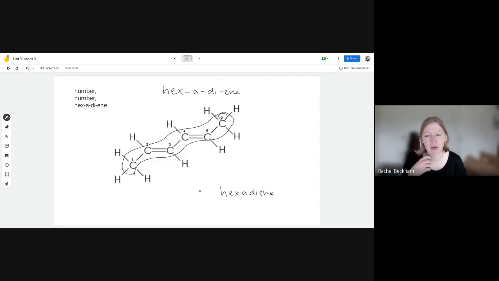And now, we need to show where those double bonds are. There's one starting at carbon 2, and there's one starting at carbon 4. And remember, you don't have to name the second part of it.